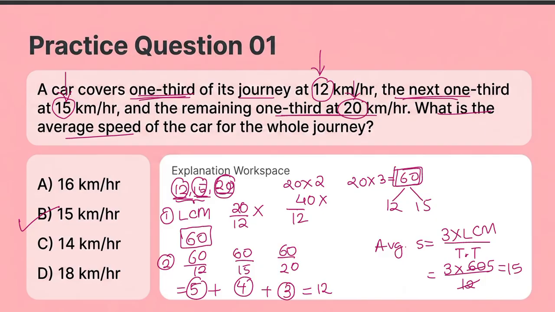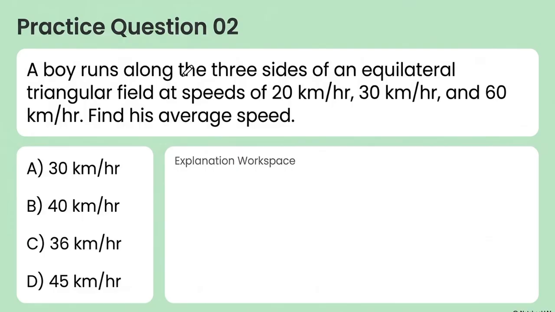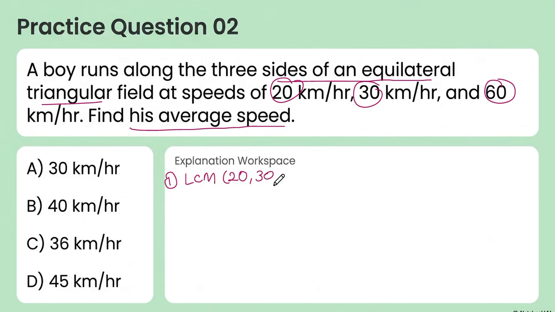Let's solve one more question. Look at this second problem. A boy runs along the 3 sides of an equilateral triangle at speeds of 20, 30 and 60 kilometers per hour. The units are also the same, so no need to change anything. Find his average speed. The first step is to find the LCM of 20, 30 and 60. Look at the biggest number, which is 60. For the remaining numbers, does 20 divide 60? Yes. Next number 30, does 30 divide 60? Yes. So 60 is our LCM.